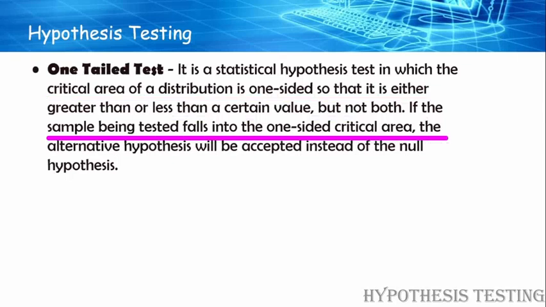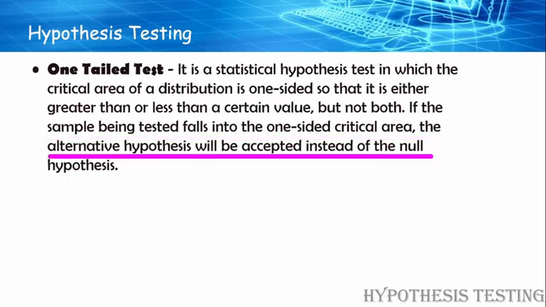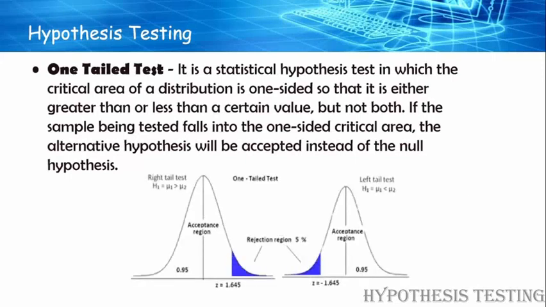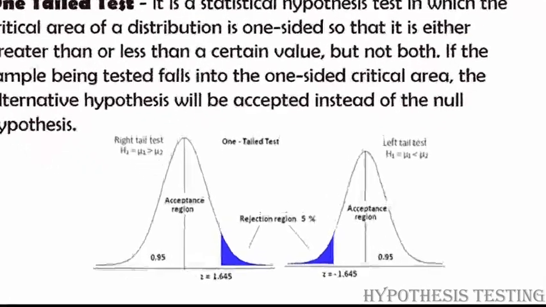If the sample being tested falls into one side of the critical area, the alternative hypothesis will be accepted instead of the null hypothesis. Even if you want to get a bell curve, in that scenario you definitely need to have it on both sides rather than on one side. That's why the alternative hypothesis will be accepted in this case instead of the null hypothesis, which does not accept any change. Here we have a few examples.